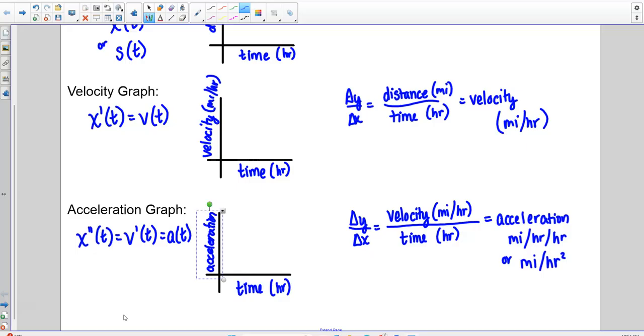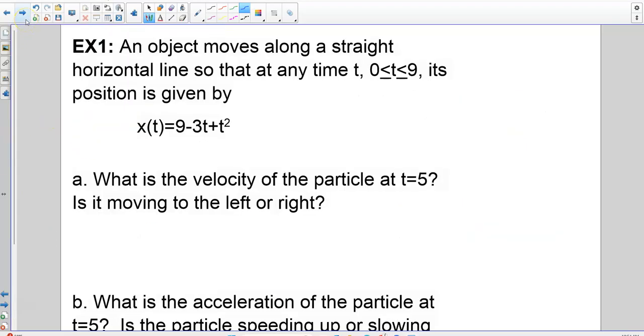Position, take the derivative, it gives you velocity. Take the derivative, it gives you acceleration, right? And we can use this to answer questions about things. They love to give us these very boring, very plain, but also very easy, straightforward problems.